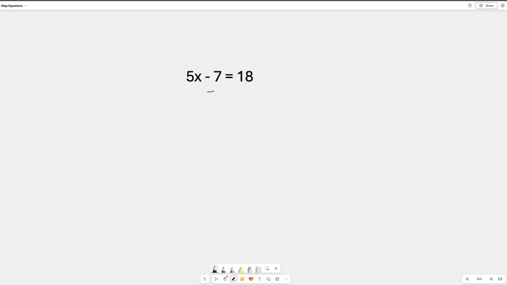So we're going to write plus 7 here, and remember the rule. Whatever we do to one side of the equation, we do to the other. So we're going to do plus 7 here. All right, there we go. And now we're going to get 5x equals 25. That is the next equation step right here.